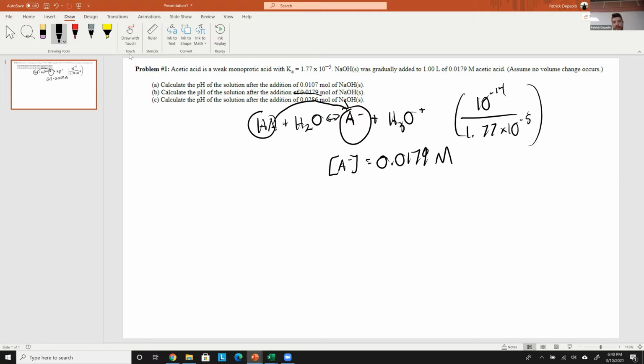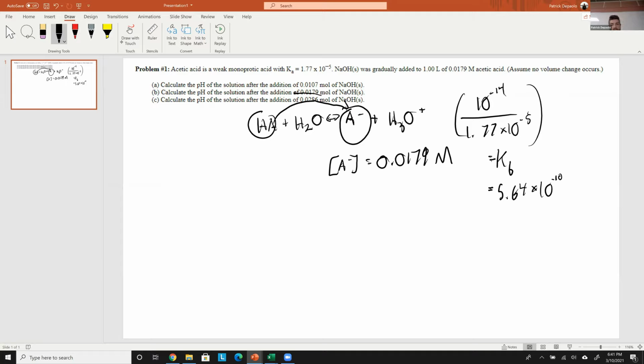And can anyone give me the answer for that? Exactly, Sumi. Yep, Kw over Ka. So who wants to give me the answer for the Kb? This is going to be equal to Kb, which we have, good, 5.64 times 10 to the negative 10. Sounds right. All right, that's pretty small. That means this is going to be a relatively weak base. So the pH will be around 7 something, maybe 8, but not much higher than that.